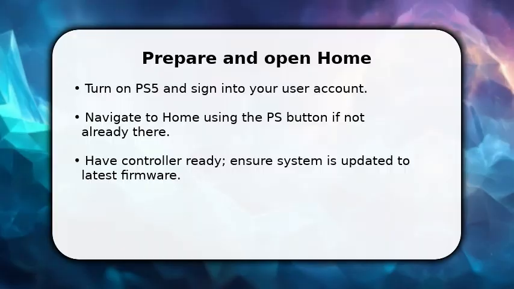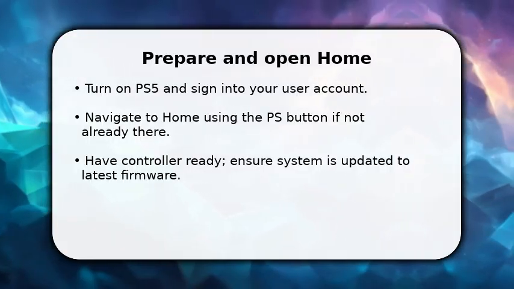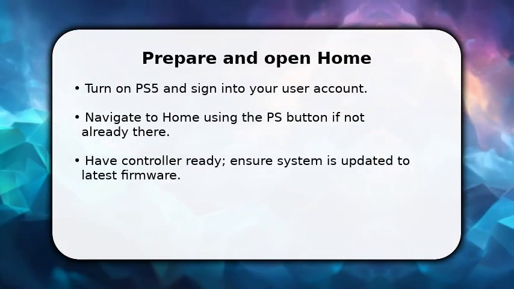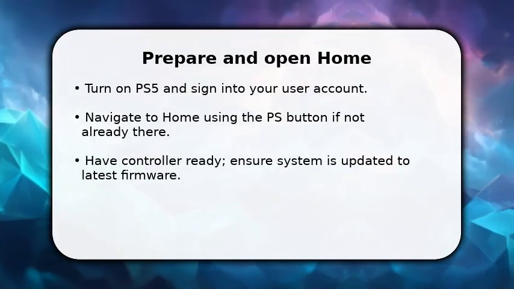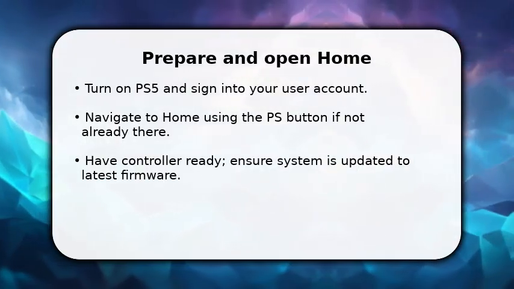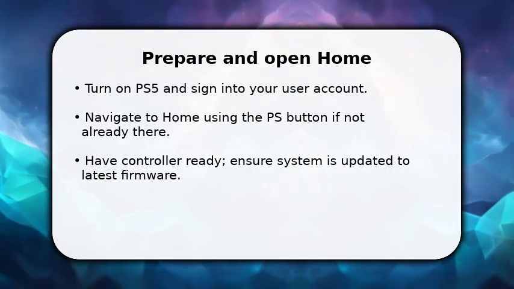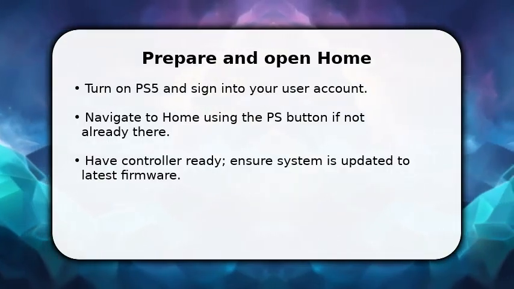If your library is packed, use the left stick to scroll the row. Once located, hover over the game tile but don't open it. You need the Options menu. This step sets the context so you don't accidentally remove the wrong title.